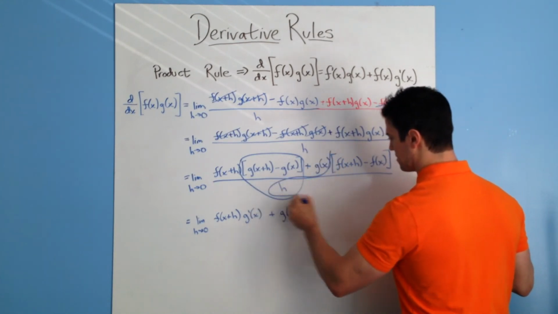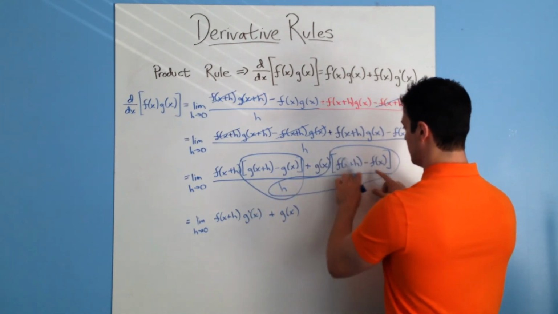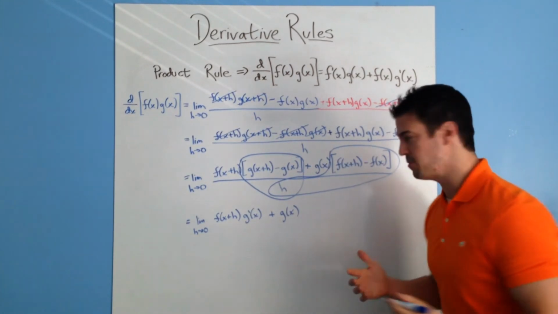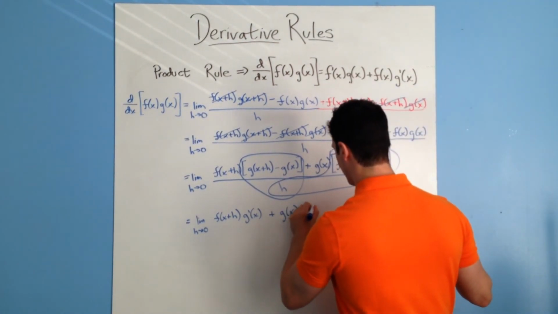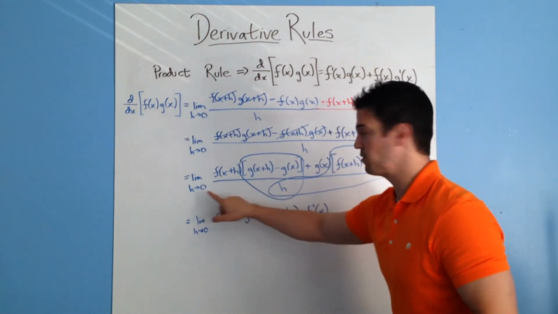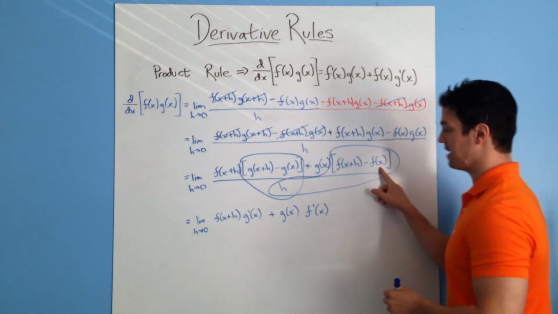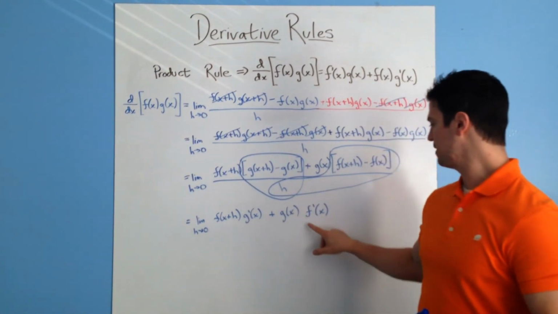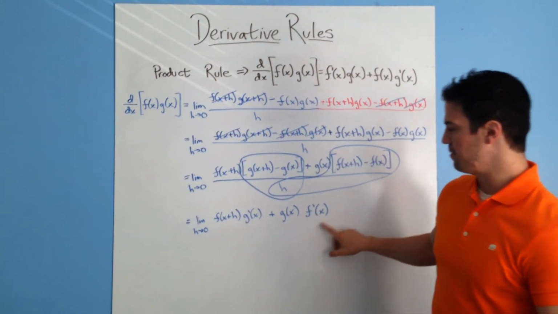But you'll notice the same thing over here. We have this divided by h is equal to f prime of x. So I'm just going to write f prime of x. It just follows what our definition of a derivative is. The limit as h goes to 0 of f of x plus h minus f of x over h. That's our definition of a derivative. So you end up having f prime of x.